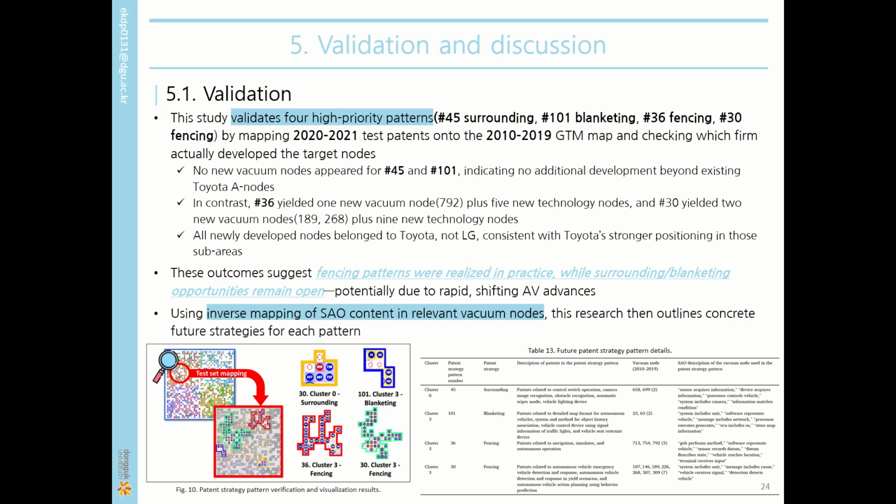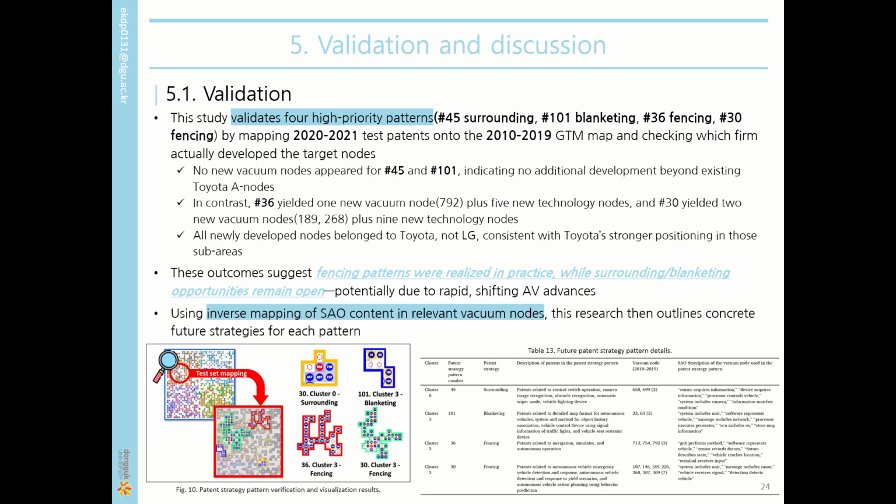This study validates the four high priority patterns, 45 surrounding, 101 blanketing, 36 fencing, and 30 fencing, by mapping test period patents from 2020 to 2021 onto the GTM map trained on 2010 to 2019 and checking which firm developed the target nodes. For patterns 45 and 101, no new vacuum nodes appeared, indicating no additional development beyond existing Toyota A nodes.